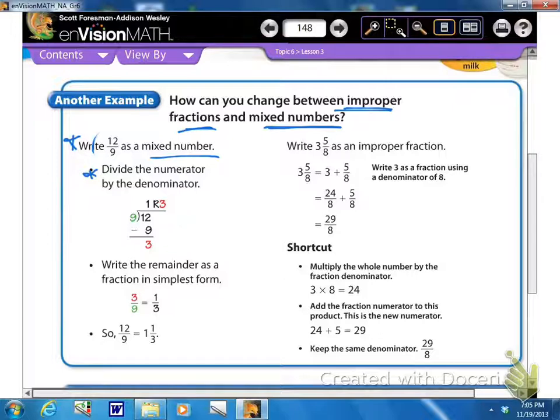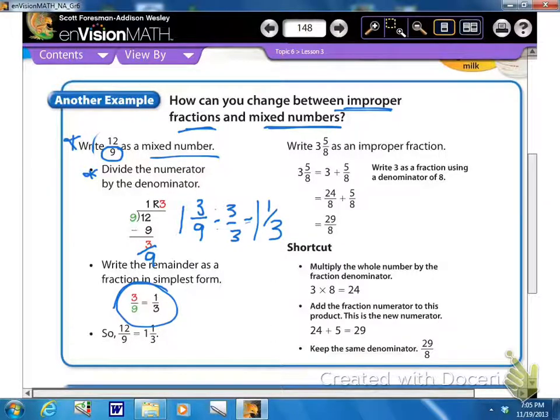1 whole, and then the remainder are your pieces, so it becomes your new numerator, and you can put it over 9 because we don't change our denominator. It was 9ths, and it still becomes 9. So 1 whole and 3/9. But like they show you down here, 3/9 is not in simplest form. We can divide by 3/3, which would give us 1 and then 1/3.